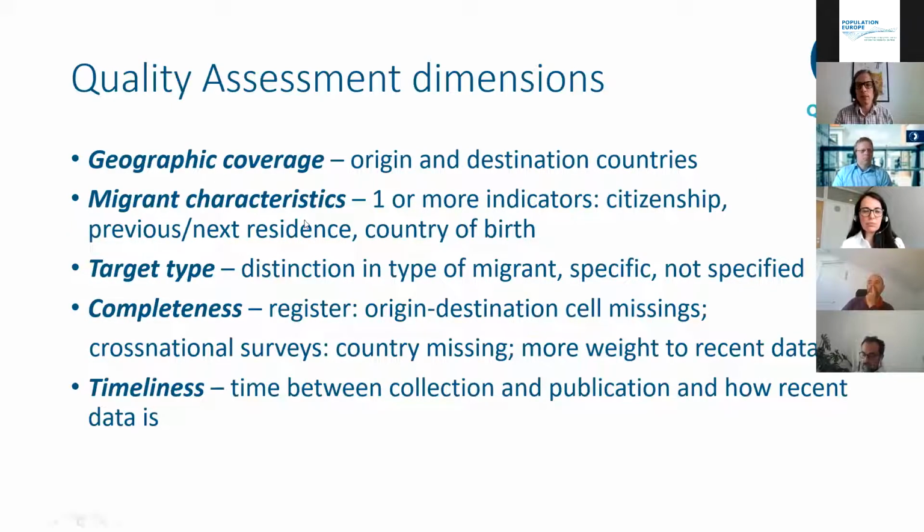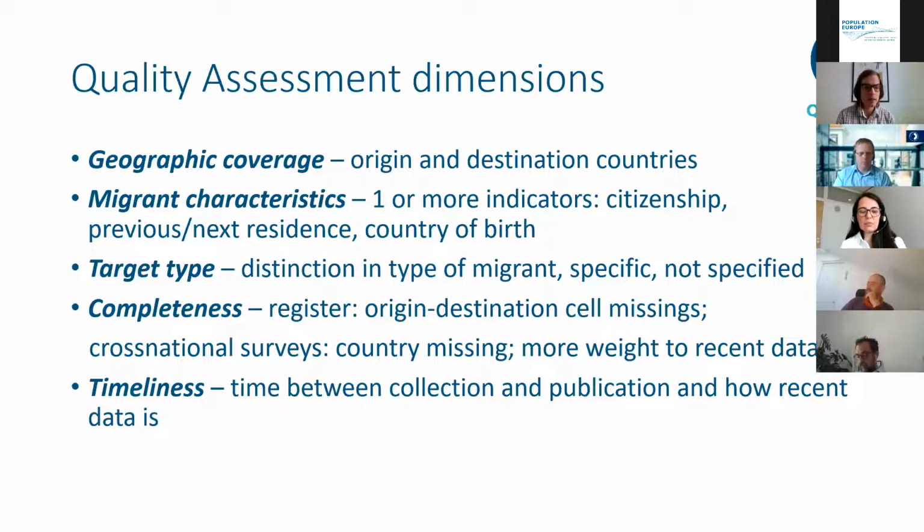So what different dimensions do we cover? So first, geographic coverage. So how many origin destination countries does the data set cover? Then migrant characteristics. So how many indicators of migrant characteristics does the data set have? So in terms of citizenship or previous or next residence or country of birth. Then whether the data set distinguishes types of migrants or focuses on a specific type of migrant or does not specify.